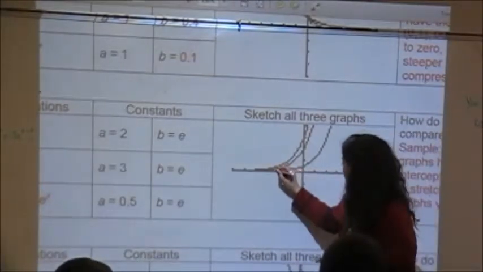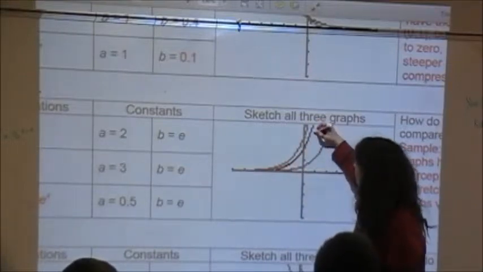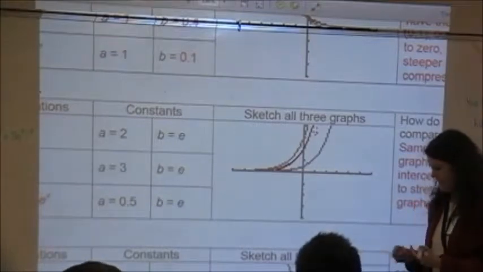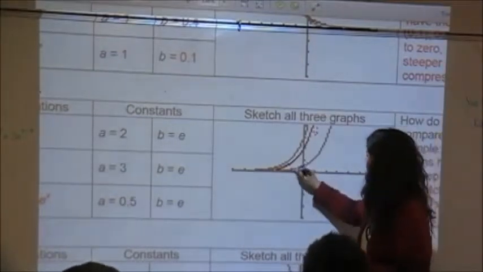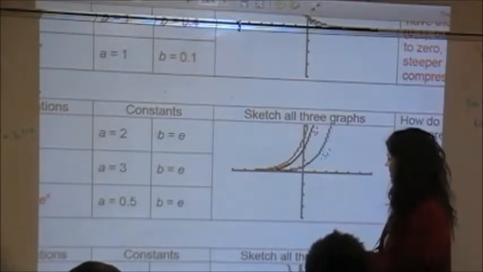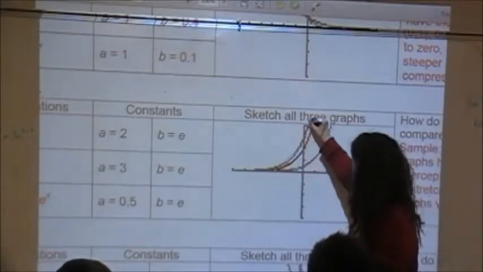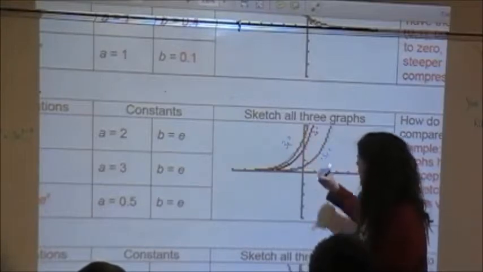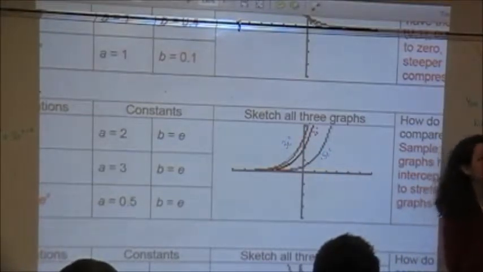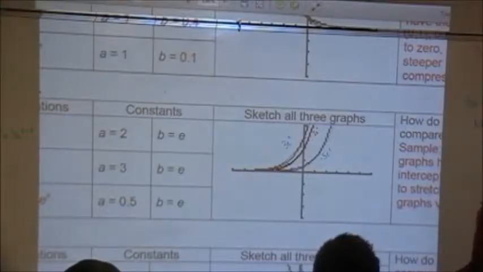This one right here is the 2e to the x. Then this one right here would be the 0.5 e to the x. And this one over here is the 3 e to the x. I knew that without even plugging them in. Why? How did I know that? Because you're a math teacher. Oh, and because we've been doing transformations since the beginning of the year.